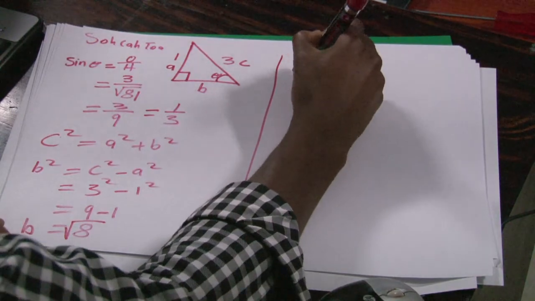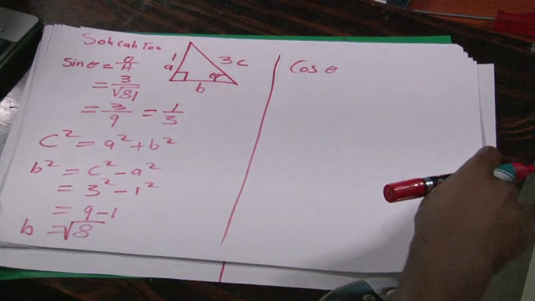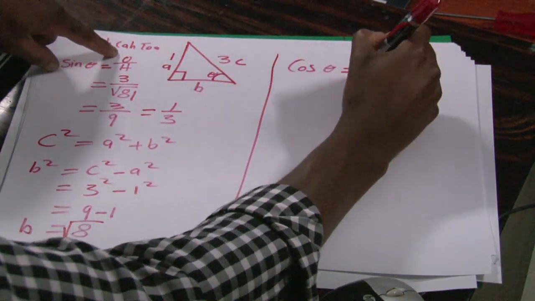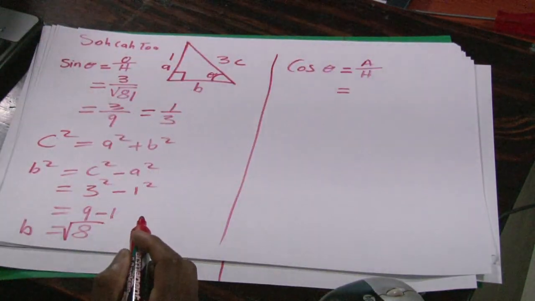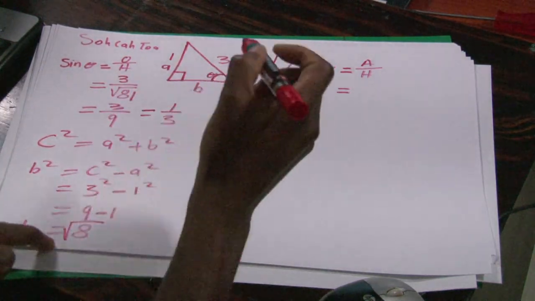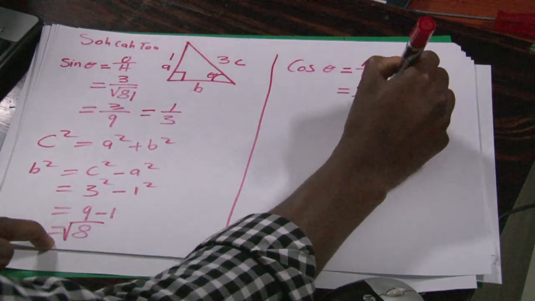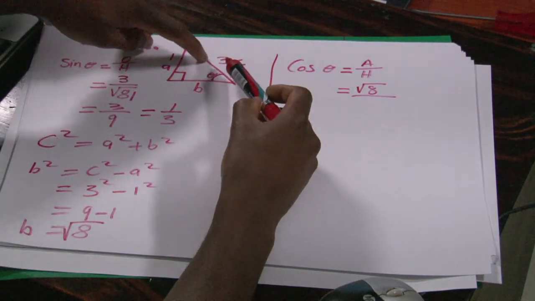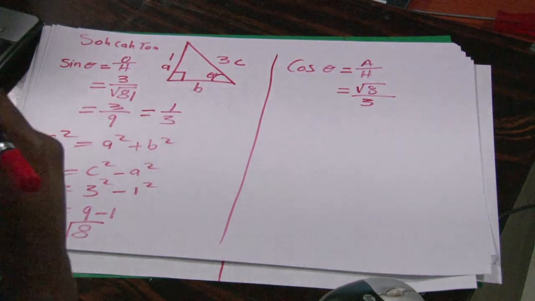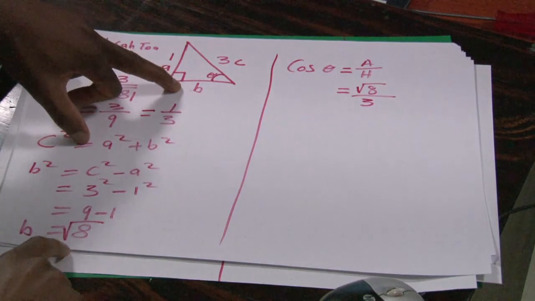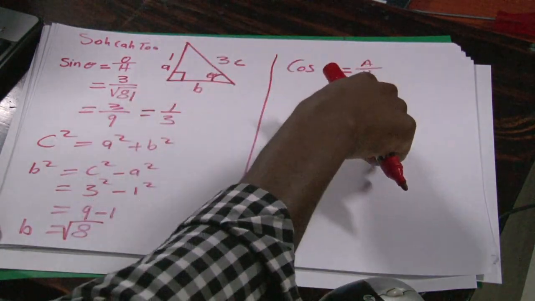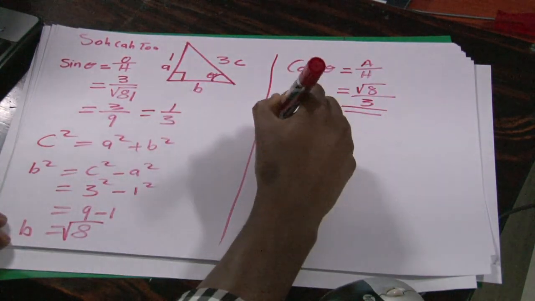Therefore, let's now find cosine theta. Cosine is adjacent over hypotenuse. What's our adjacent here? You know the angle is there. Our adjacent is B, which is the square root of 8. And our hypotenuse is 3. So cosine theta is the square root of 8 over 3. Adjacent is B, which is the square root of 8, and the hypotenuse is 3. So that's correct.